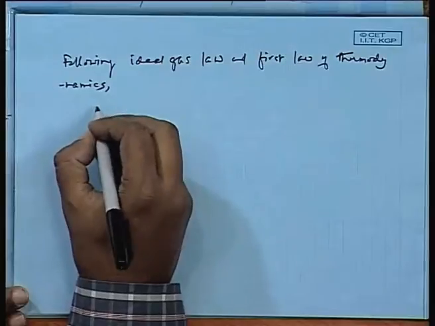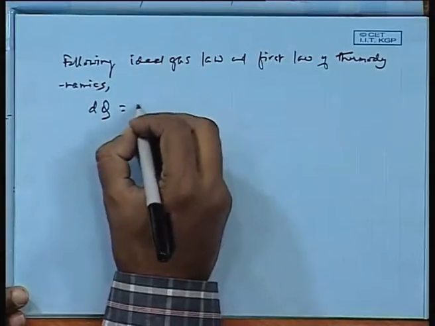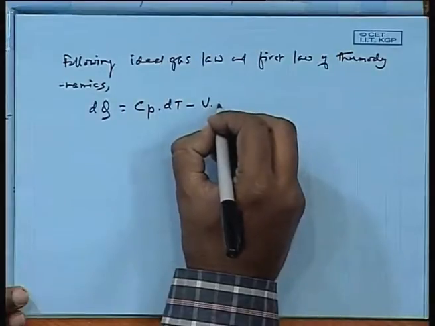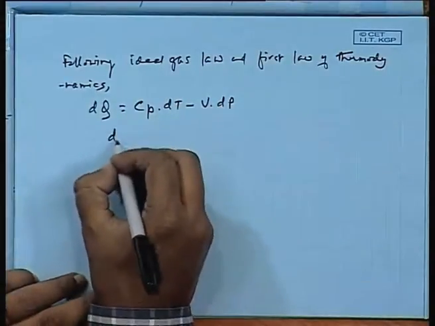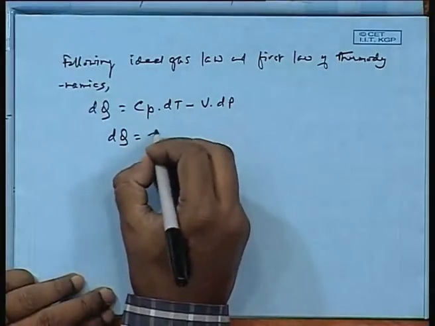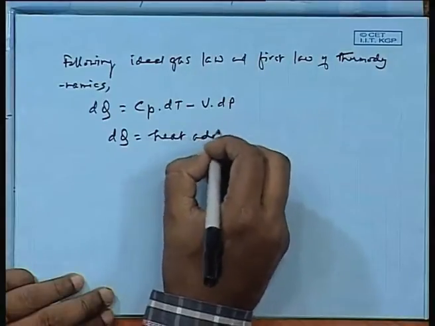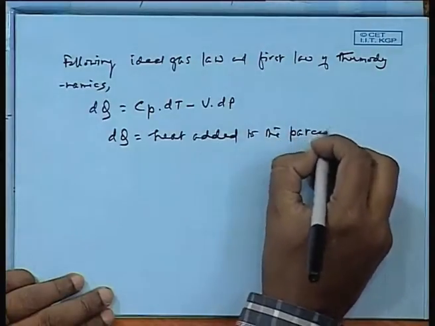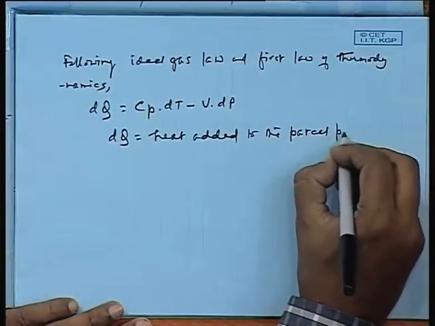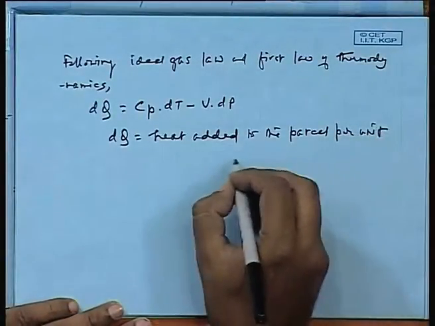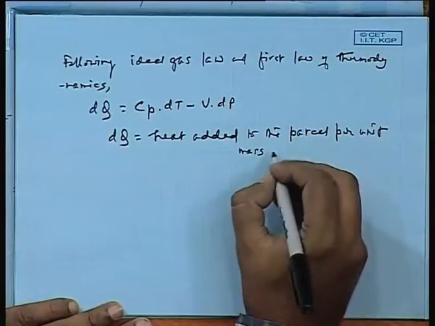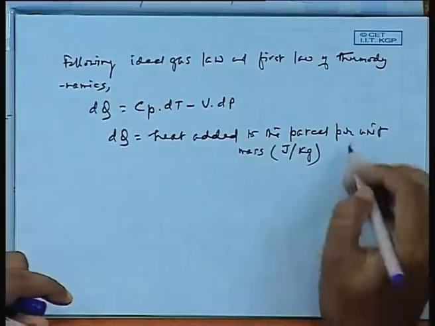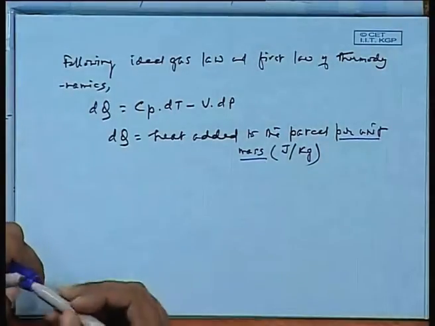The expression is dq equals Cp dT minus V dP, where dq is the heat added to the parcel per unit mass. This is per unit mass, in joules per kg. This is important, I try to underline this: per unit mass. I will tell you why.